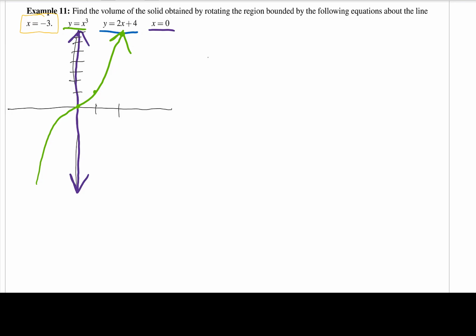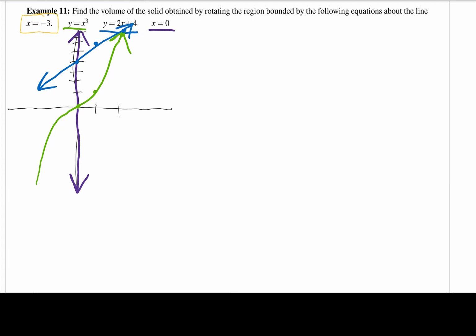Okay, and then we have 2x plus 4. We've got a y-intercept of 4. Oh, great. Okay, so I'm going to cheat and bring that down a little bit. That goes right there. Then our line looks like this.